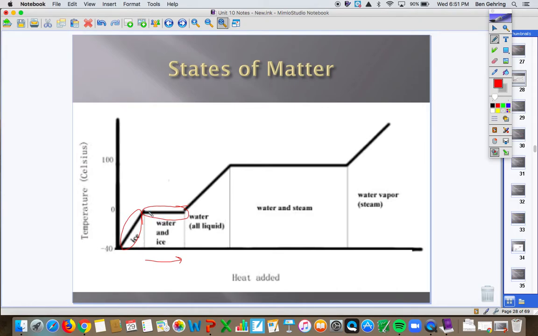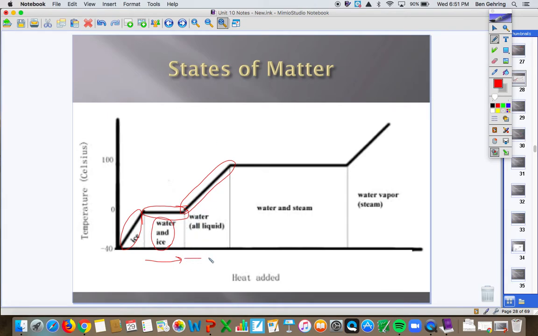Because that energy is being used to break the bonds between water molecules that are holding them together as ice. So here you have a water and ice combo. After all the ice is melted, you'll start to see an increase in temperature again. And this goes from 0 to 100 because 0 is the freezing point and 100 is the boiling point. So this is all liquid water.